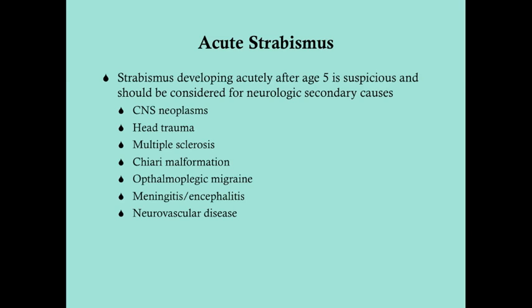So strabismus almost always develops during early childhood. If it develops during later childhood or into adult years acutely, you should be thinking of a secondary cause.